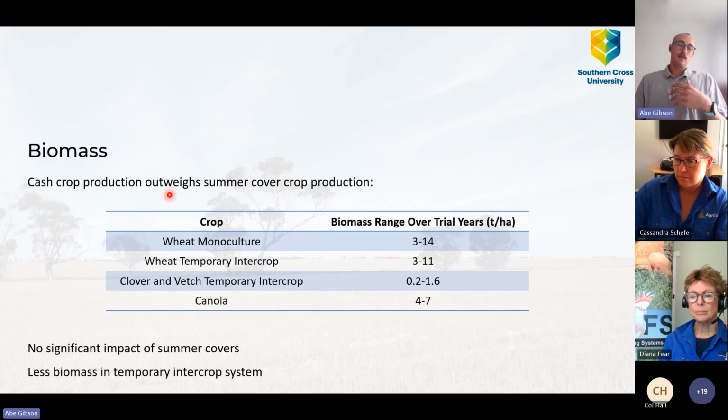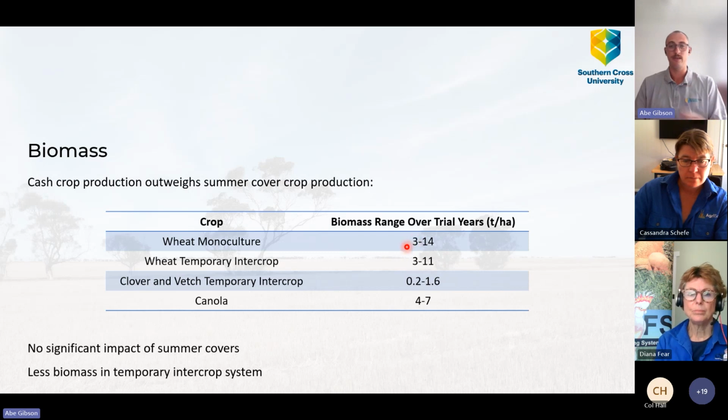And as I move through the later results, the key thing that I want to compare this to is the biomass that we grow in our cash crop season. So you can see in our wheat years, we grow anywhere from 3 to 14 tonnes per hectare of peak biomass. Our clover and vetch intercrops don't produce a lot of biomass. And then our canola, we've seen on the range of 4 to 7 tonnes per hectare per year.